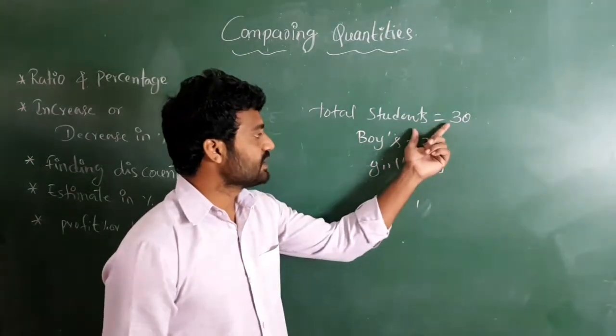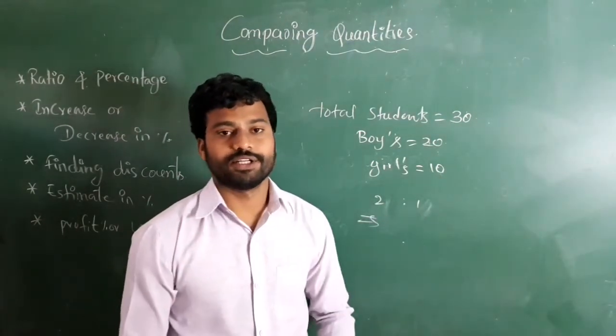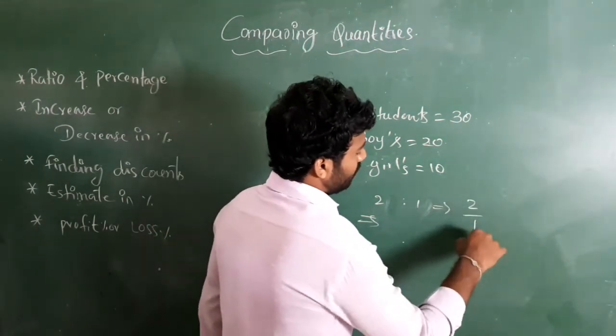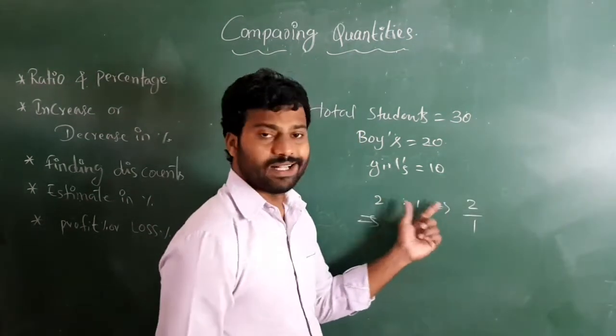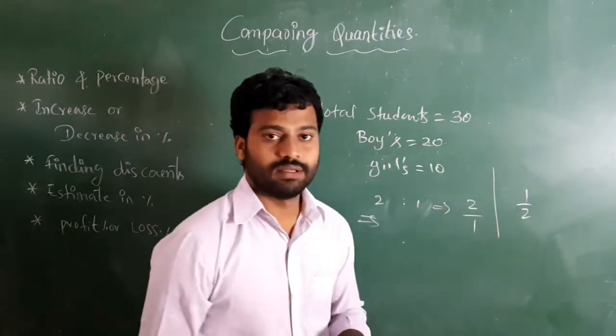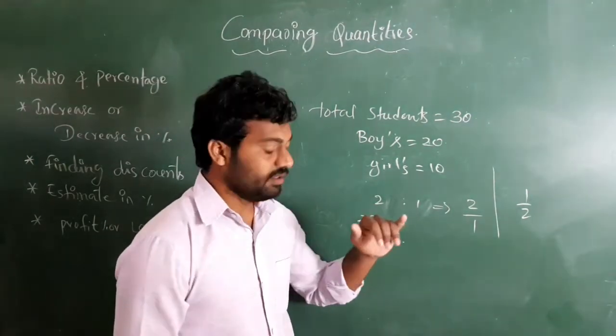So in what ratio are the boys and girls in the class? Boys and girls are in 2 is to 1 ratio. This can also be written as 2 by 1. Boys to girls, and girls to boys also you can compare. Girls to boys is 1 by 2. Correct or not? This is about the ratio.